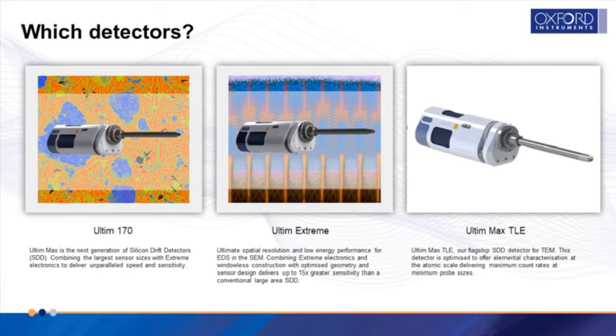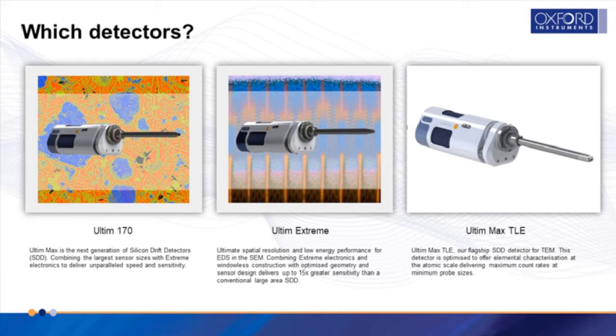The results presented in the rest of this presentation will be generated from 3 of our detectors. The Ultim 170, shown on the left, is our largest area detector and is ideal for fast analysis of heavy elements where you might require higher accelerating voltages, and is typically used at 10 kV or higher.